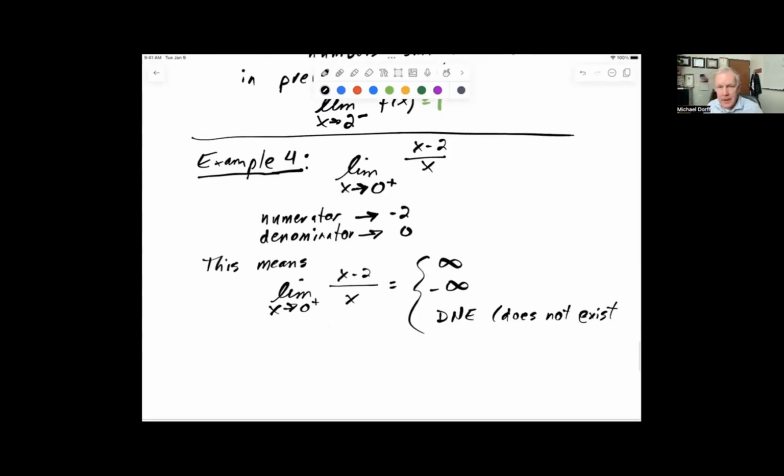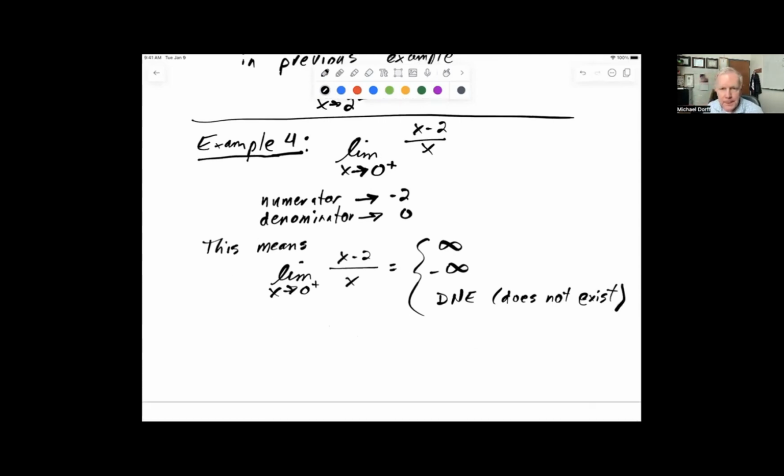All right. How do I figure out which of these three it is? Those are the only three possibilities it could be: infinity, negative infinity, or does not exist. So what do I do? Well, because it's a one-sided limit, it's not going to be does not exist. So in this case, does not exist is not a possibility because I have a one-sided limit. So it's either going to be infinity or negative infinity.